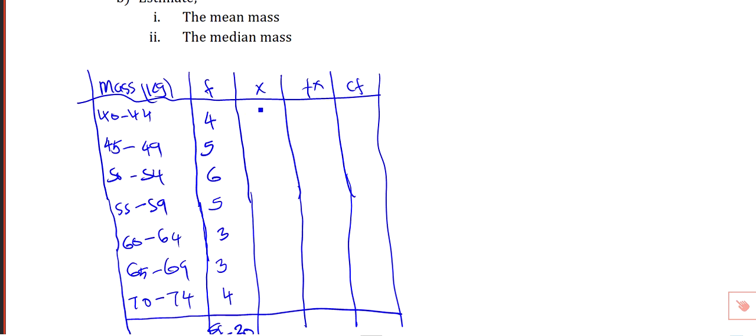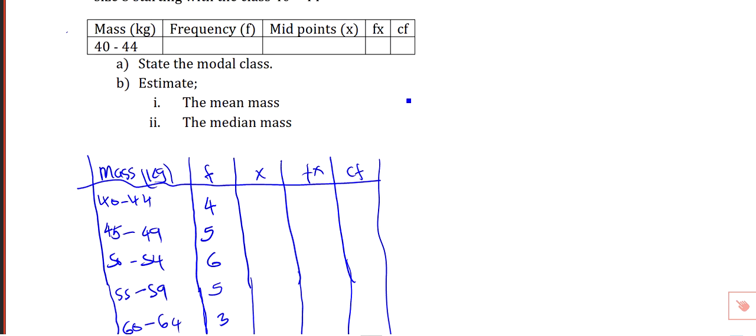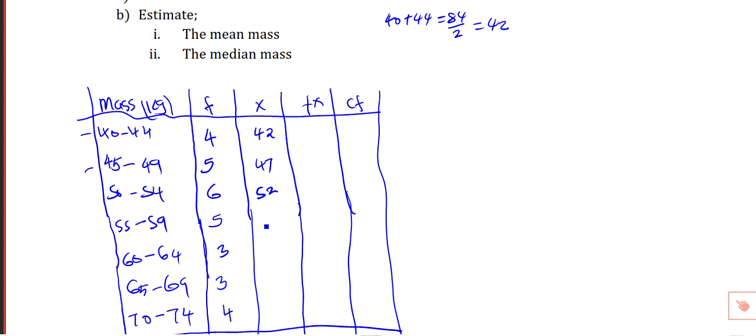Now let's go ahead and get the x. The x is the midpoint. For you to get the midpoint, you can add 40 plus 44, which gives you 84, and then divide by 2. That gives you 42. For the first class here, the midpoint is 42. If you do the same for the second class, you find that the midpoint is 47, and then the next one is 52, and then 57, next is 62, and then 67, and lastly 72. So these are the midpoints.